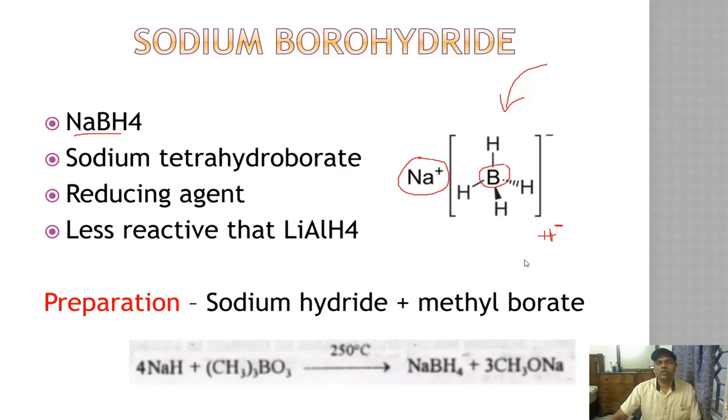Hydrogen with a negative charge is called hydride. There are four such hydrogens attached to the boron using covalent bonds. But the bonding between sodium and this whole group is an ionic bond. So it's a combination of a covalent bond and an ionic bond.